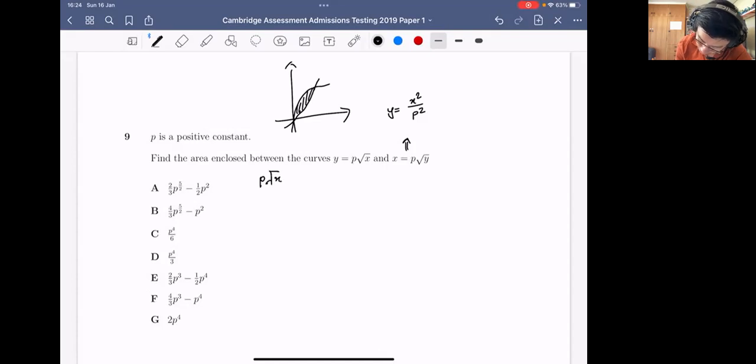So p root x is equal to x squared on p squared. How about we square both sides again, so that p squared x is x to the 4 on p to the 4, which then implies that x to the 4 is equal to p to the 6 times x, which implies x, take out x cubed minus p to the, should probably write out how I got there.